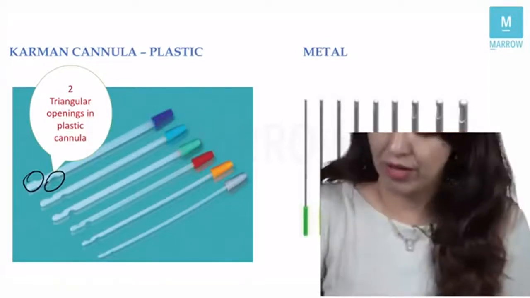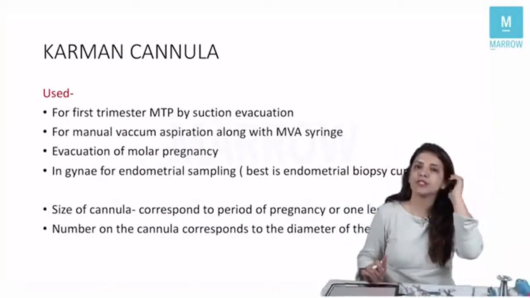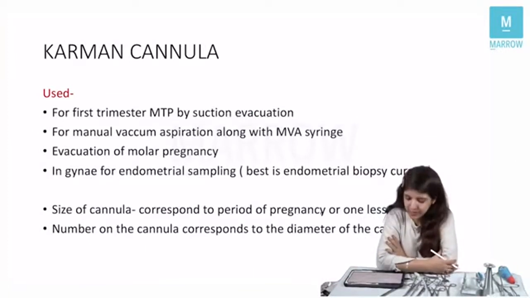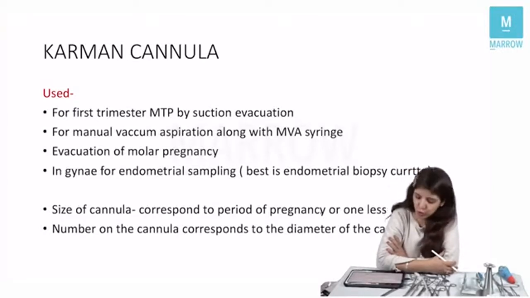Now, where is Karman's cannula used? It is used for suction evacuation in the first trimester, that is at less than 12 weeks. Then it is used for manual vacuum aspiration along with the manual vacuum aspiration syringe, which I am going to show you. It is also used for evacuation of molar pregnancy, and in gynae, it can be used for endometrial sampling.